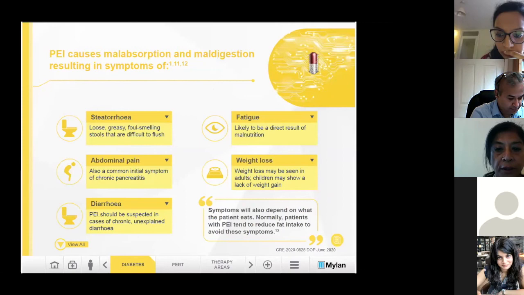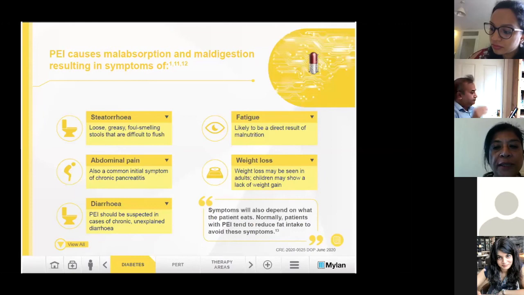And symptoms also will depend on what the patient eats. So these kinds of patients normally reduce the fat intake purely because of the symptoms that they have. So earlier I mentioned the three T's, and this is when you see a patient with either one of these symptoms, you should start thinking PEI at this stage.